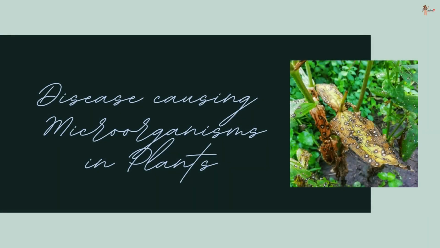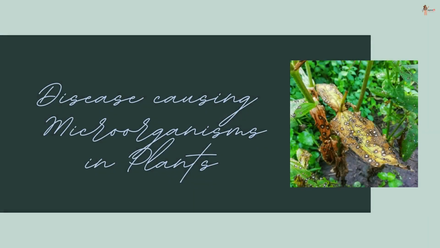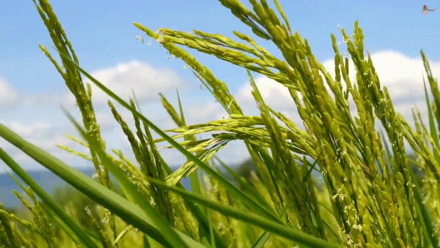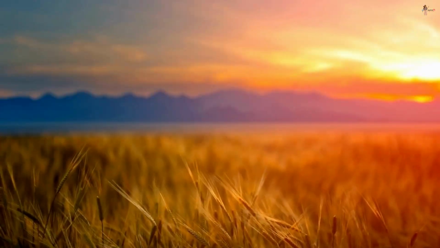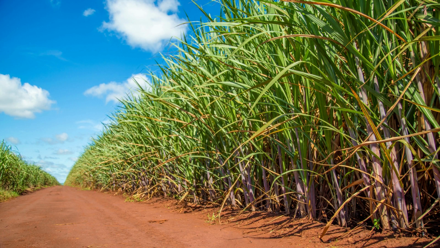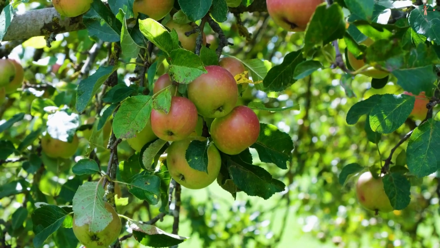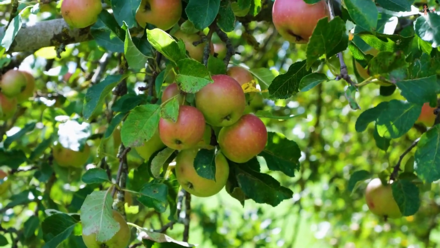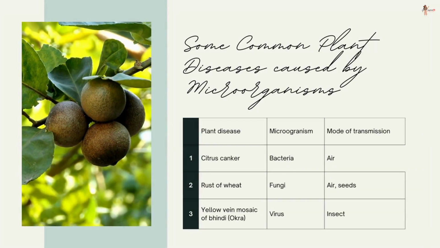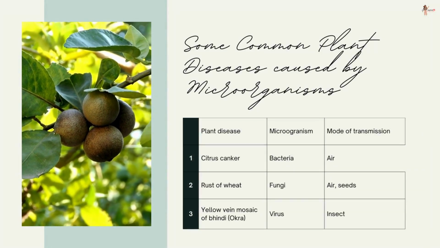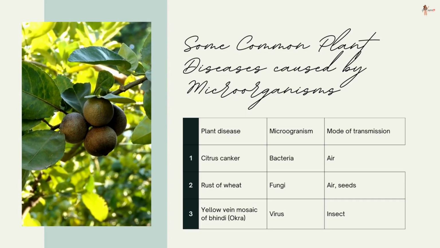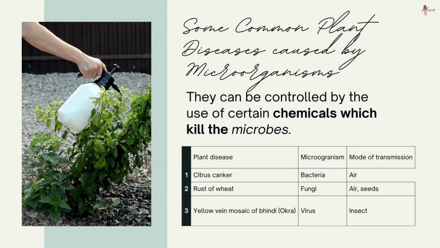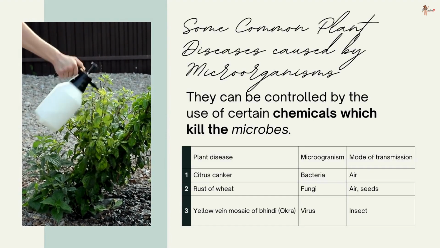Now let's see disease causing microorganisms in plants. Several microorganisms cause diseases in plants like rice, wheat, potato, sugarcane, orange, apple, and others. The diseases reduce the yield of crops. Here are some common plant diseases caused by microorganisms. They can be controlled by the use of certain chemicals which kill the microbes.